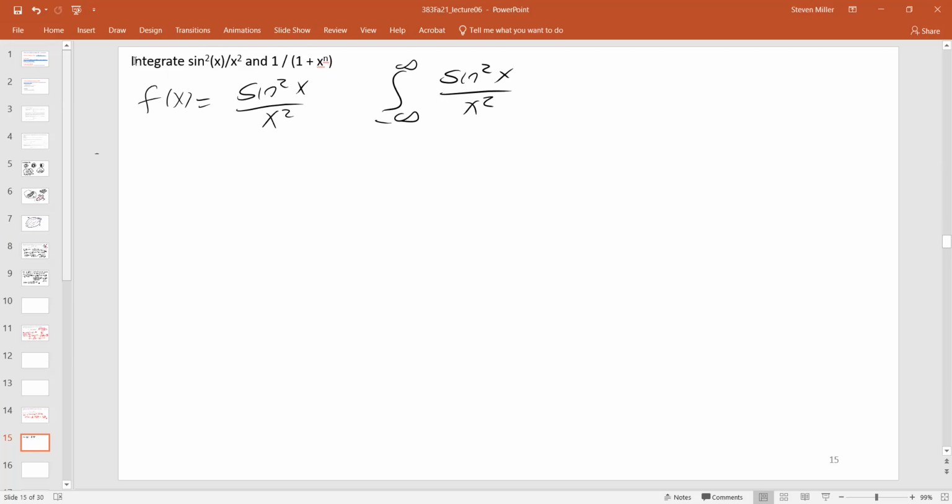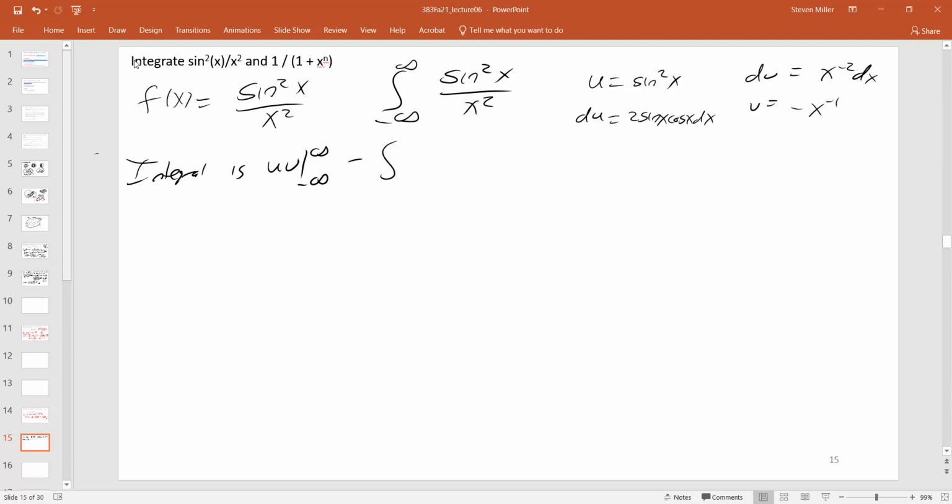But I noticed that if you're a little bit clever, if you let u, dv, du, and v be appropriate, so if we let u be sine squared x, du is 2 sine x cosine x dx, dv is x to the minus 2 dx, and v is negative x to the minus 1. So if we now integrate by parts, our integral is uv from minus infinity to infinity minus the integral from minus infinity to infinity of v du.